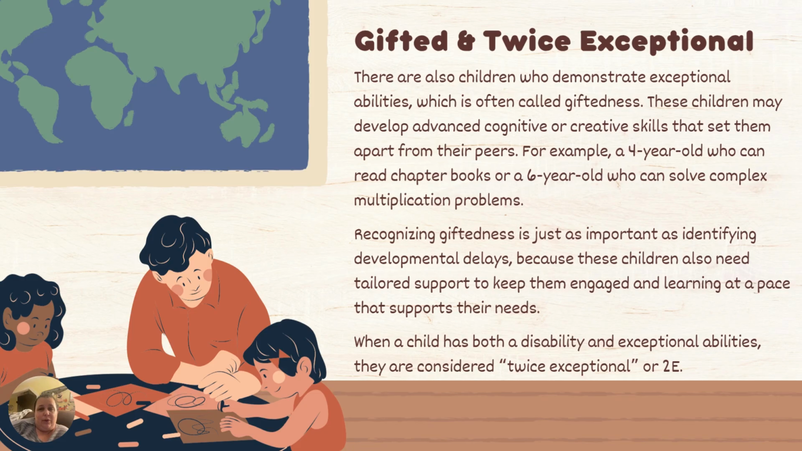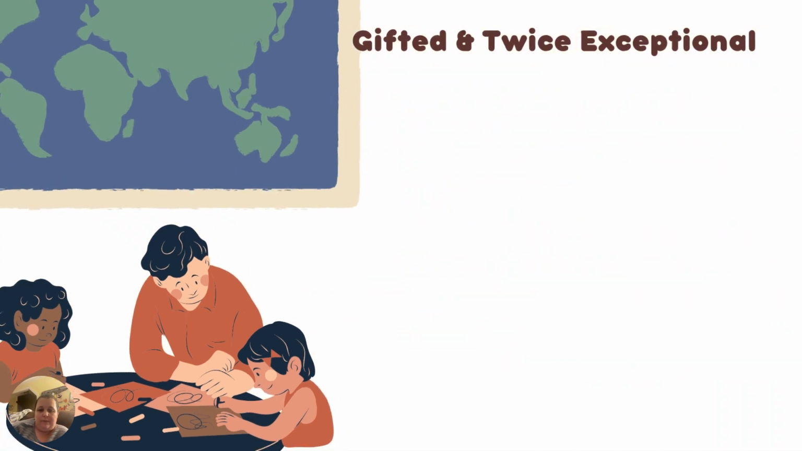There's also children who are considered gifted or twice exceptional. So these children tend to demonstrate exceptional abilities or giftedness, and they have advanced or could have advanced cognitive or creative skills or even language skills that set them apart from peers. So a couple examples here are something like a 4-year-old who can read chapter books or a 6-year-old who's solving complex multiplication problems. So recognizing giftedness is just as important as identifying developmental delays because these children also need support to keep them engaged and learning at a pace that supports their needs. So when a child has both a disability and exceptional abilities, they are considered twice exceptional or 2E.